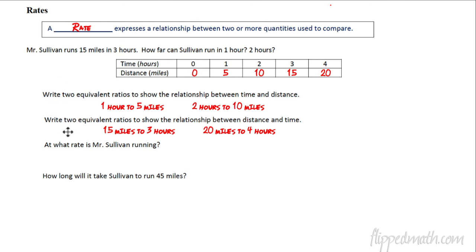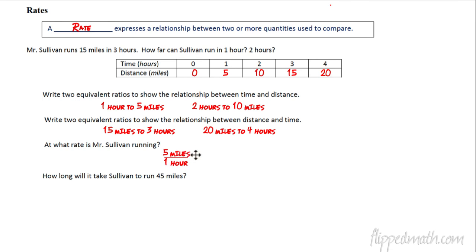Now here's the part. At what rate is Mr. Sullivan running? So we need to compare the two. And ideally, we want to use 1 hour because it'll tell us for 1 hour how fast he's going. So I like to use these rates. I write them as a fraction. So we'll write it like this. 5 miles per 1 hour. And as I said, I'm going to use a fraction. If I divide these numbers out here, I get 5 miles per 1 hour.